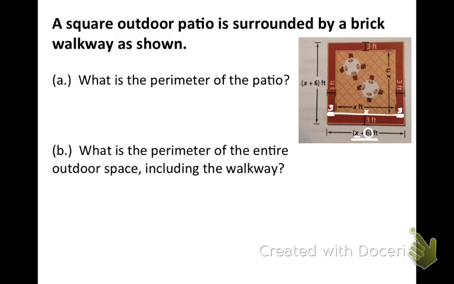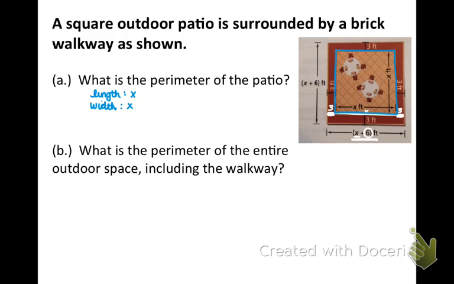Now, let's make sure that we pay attention. We have the patio, and we have the walkway that goes around the outside, making this entire outdoor space. The first question is asking us just about the area of the patio. So the patio is just this inner square here. Let's take a record. We have length and width, so it has a length of x, and it has a width of x. When we find area, we multiply length times width. So the area would be x times x, which is just x squared.